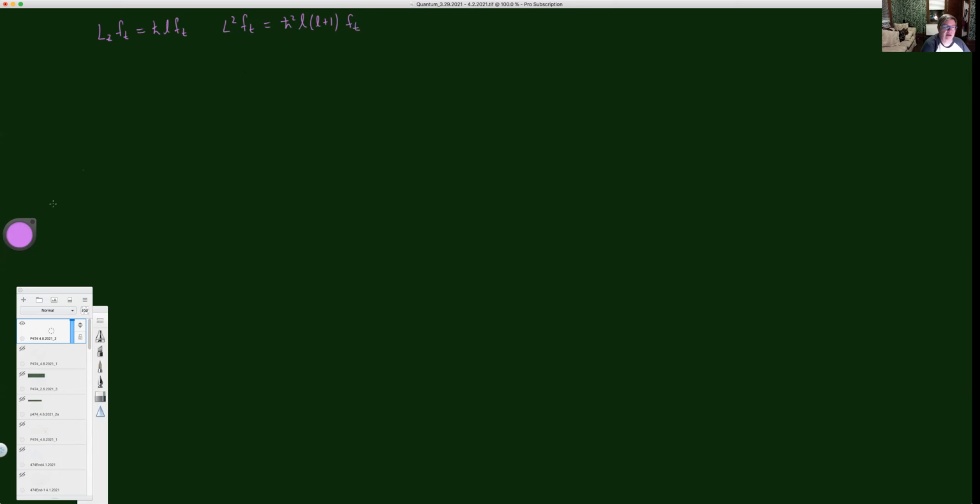Now let's do the bottom function. So we know that we can't keep lowering forever. So L minus on the bottom, FB, has got to be 0. And let's let LZ acting on FB be H bar L bar. So some other L on FB.